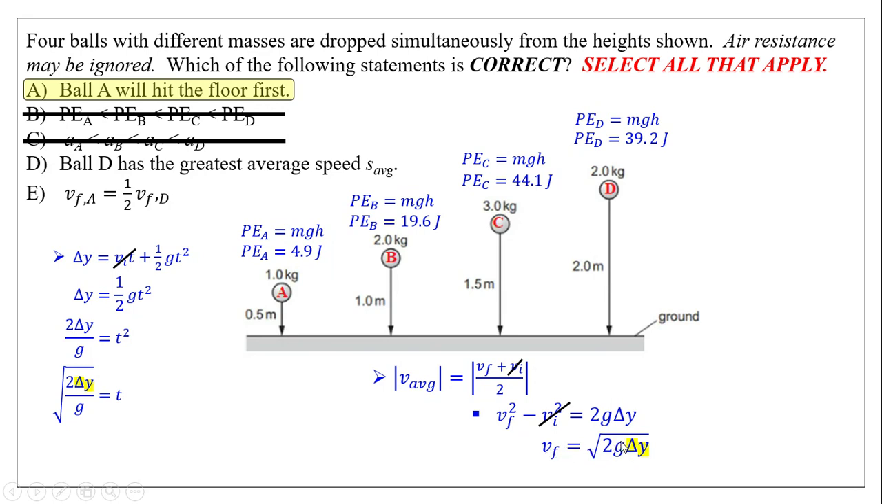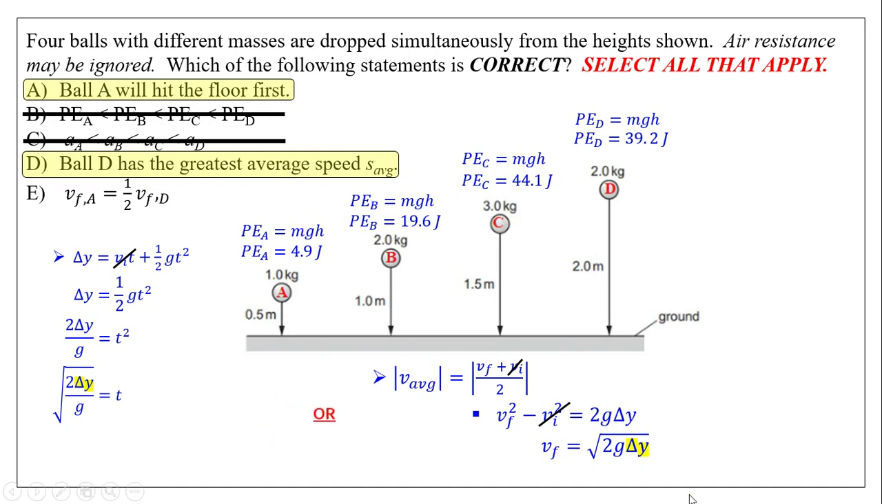The only object that has the greatest vertical displacement in this case is choice D, being 2 meters off the ground. So it has the greatest speed at the end, or greatest velocity if you want to say downward. So from that same deduction, I know that V is greatest for choice D. And if V is greatest, the average speed, or in this case average velocity, will also be greatest. So I'm going to say D is right for that reasoning.